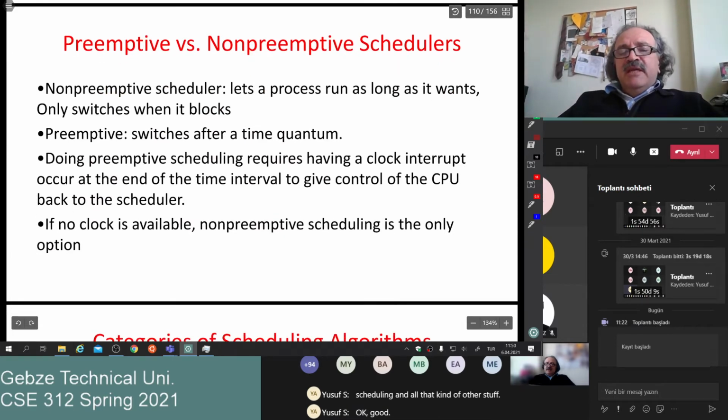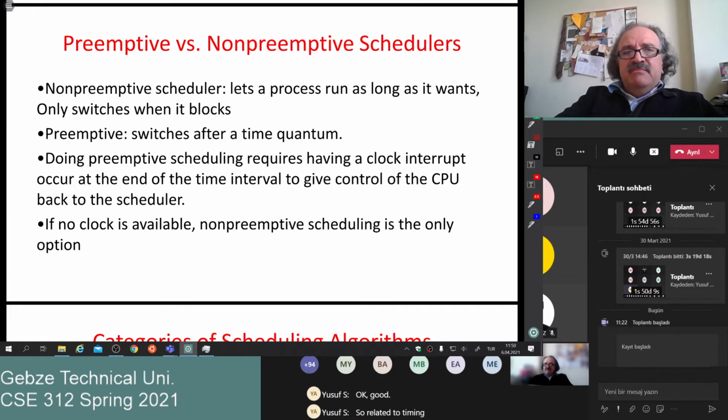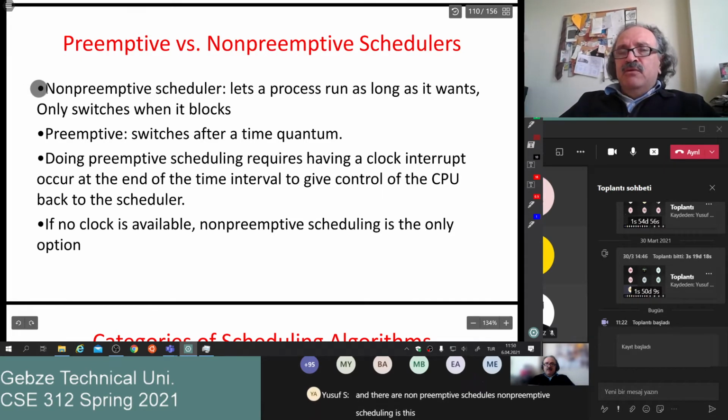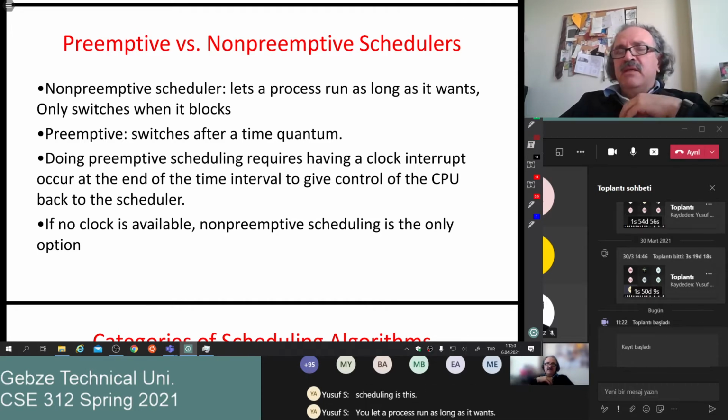Related to the timer interrupt are preemptive and non-preemptive schedulers. Non-preemptive scheduling is this: you let a process run as long as it wants. When a process starts, it uses the CPU as long as it wants. It is only switched if that process blocks.